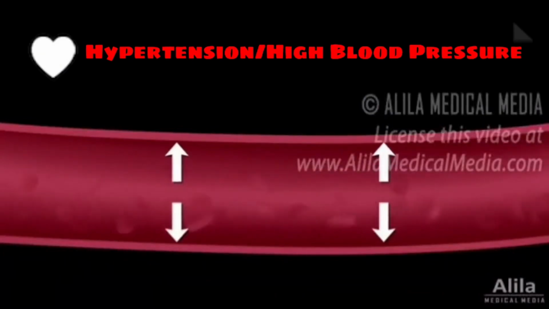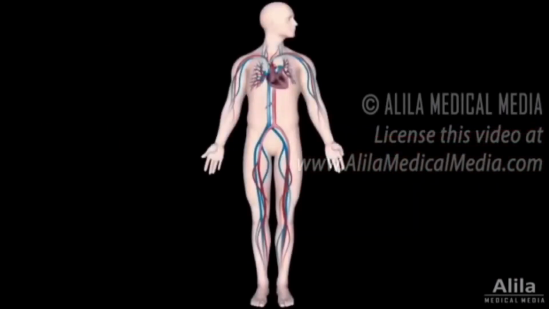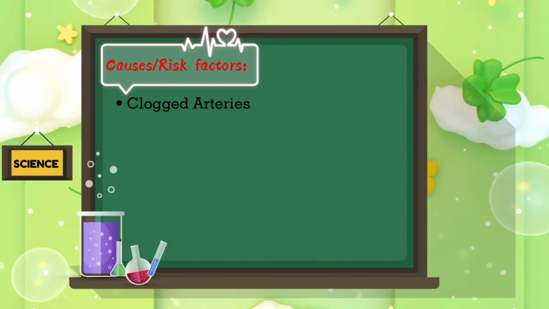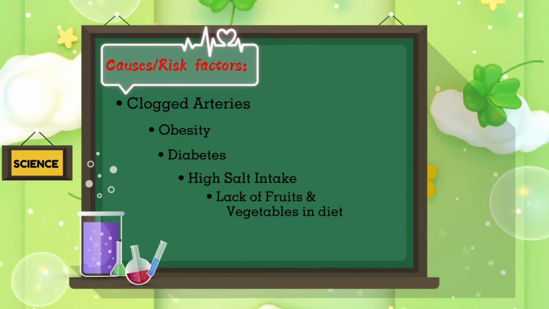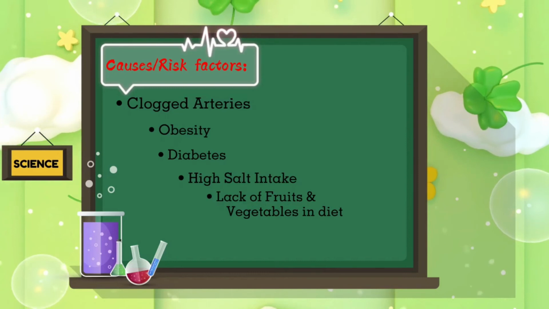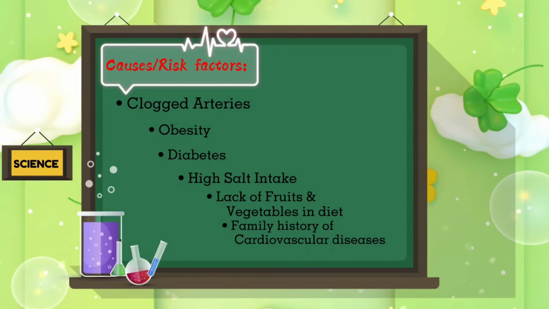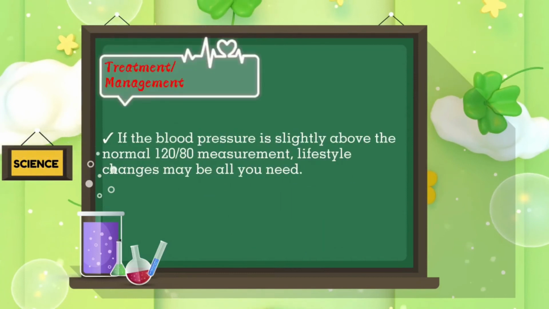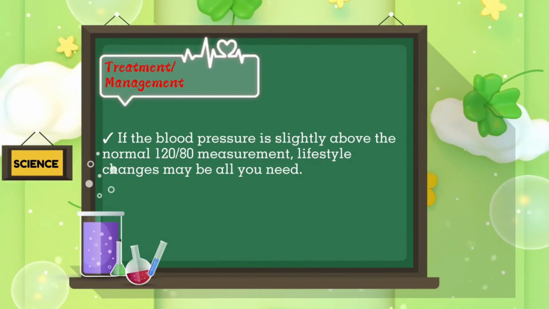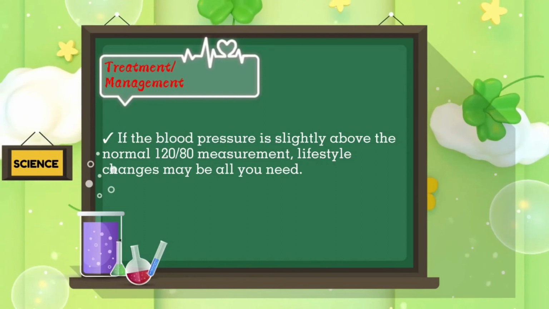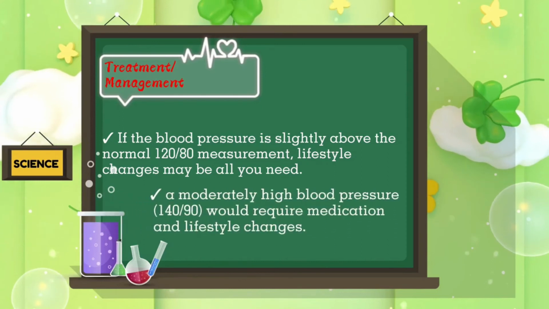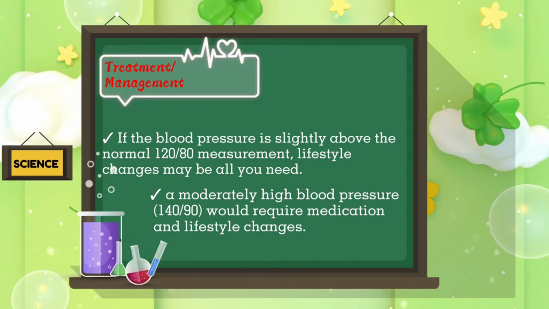The risk factors for hypertension or high blood pressure are the following: clogged arteries, obesity, diabetes, high salt intake, lack of fruits and vegetables in the diet, family history of cardiovascular diseases. If the blood pressure is slightly above the normal 120/80 measurement, lifestyle changes may be all you need. However, a moderate high blood pressure 140/90 would require medication and lifestyle changes.